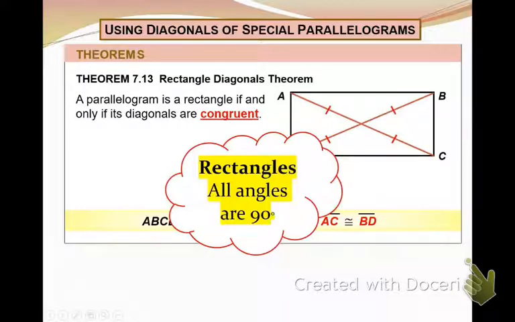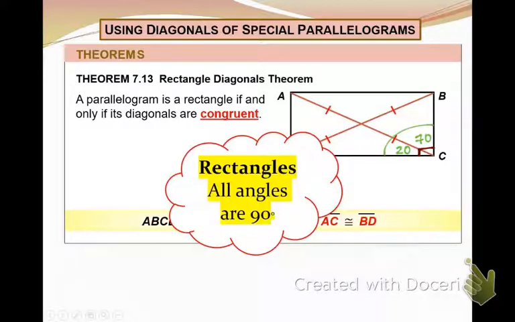Rectangles, all the angles equal 90. So let's use our brains for a second. If this angle was 70, could the other portion of the angle also be 70? No. What would it be? 20, because they have to add up to 90.